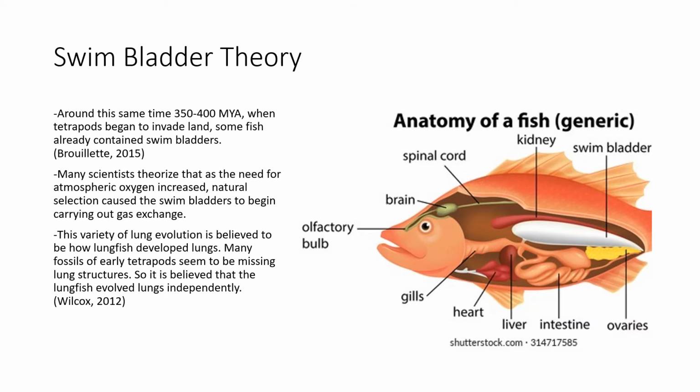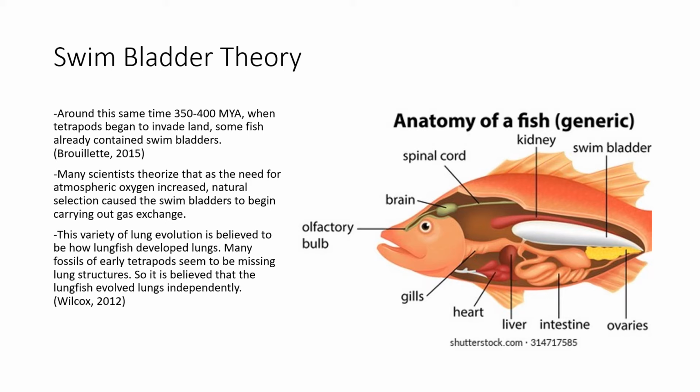Swim bladder theory. So this is number 2 of the theories that we'll be going through for evolution of the lungs. Scientists who advocate for this theory agree on a time period of 350 to 400 million years ago, when tetrapods began to invade land, and some fish already contained swim bladders. So these scientists theorize that as the need for atmospheric oxygen increased, natural selection caused the swim bladders to begin carrying a gas exchange, along with the buoyancy role.